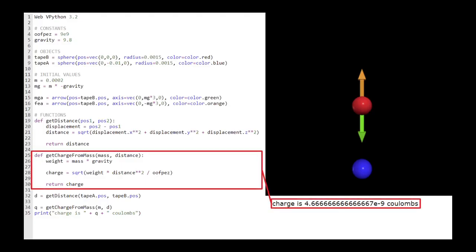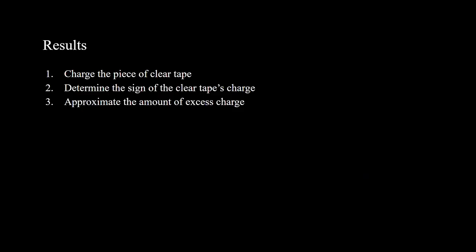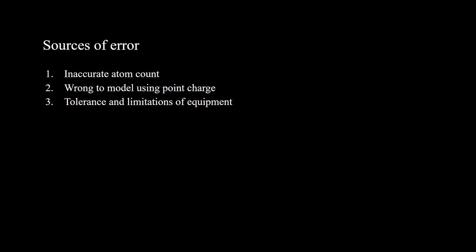The next function calculates the actual charge given the mass of the tape and the distance of separation. These calculations mirror the physical lab, setting the magnitude of the weight equal to the electrostatic force, then algebraically isolating the charge in the point charge force formula. So at this point, if we look back at our original objectives for this lab, we were able to charge the piece of tape via friction, determine that the tape was positively charged, and ultimately show that the tape had lost around 4 times 10 to the 17th electrons.